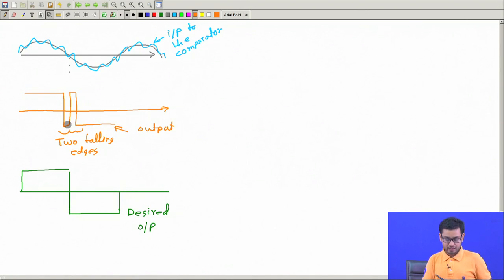We will get unwanted falling edges, unwanted negative edges, which will increase the counter more than the frequency of the unknown signal. So this is the problem, right? I hope the problem is clear to you. Because of this noise, we will have unnecessary, unwanted falling edges, which will give a higher value of frequency. Okay. So what is the solution?